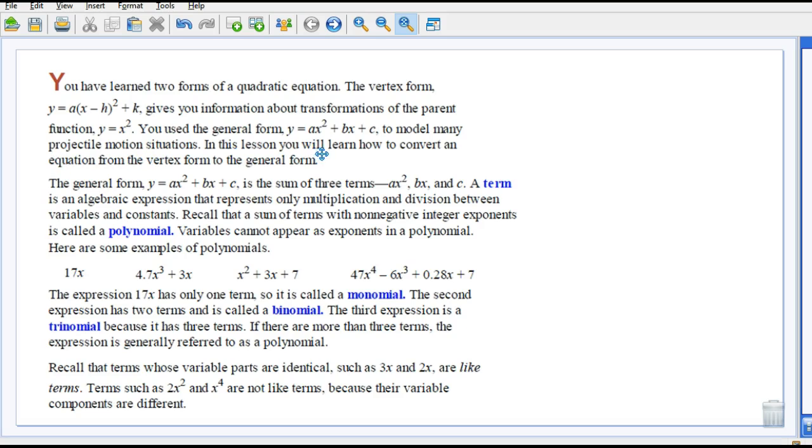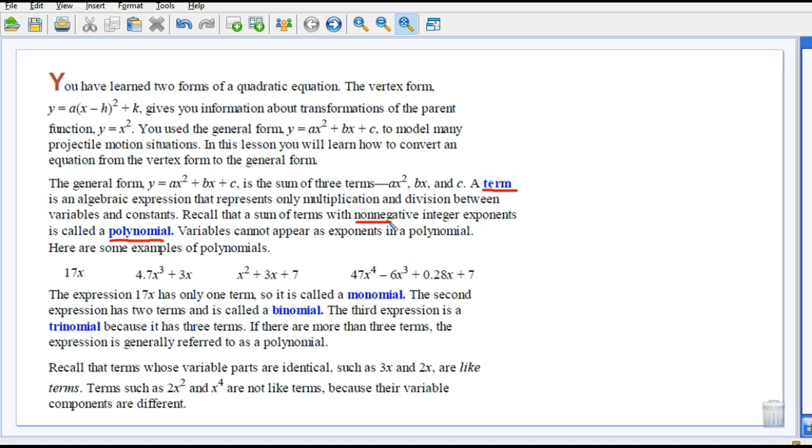In this lesson, you'll learn how to convert an equation from vertex form to general form. The general form, y equals ax squared plus bx plus c, is the sum of three terms: ax squared, bx, and c. A term, a big and important term, is an algebraic expression that represents only multiplication and division between variables and constants. Recall that a sum of terms with non-negative integer exponents is called a polynomial.